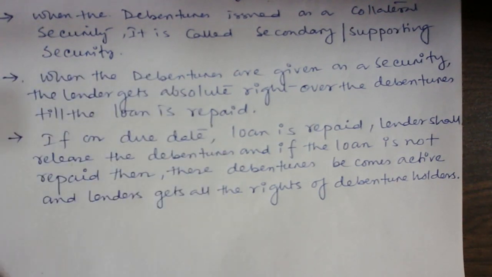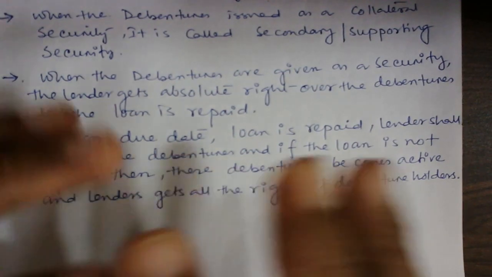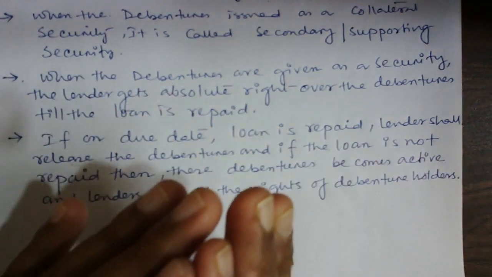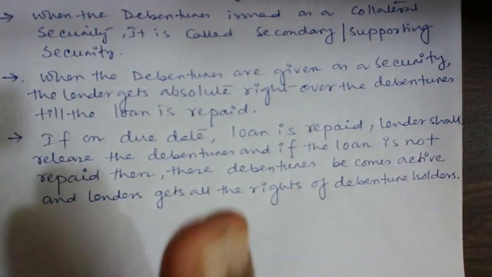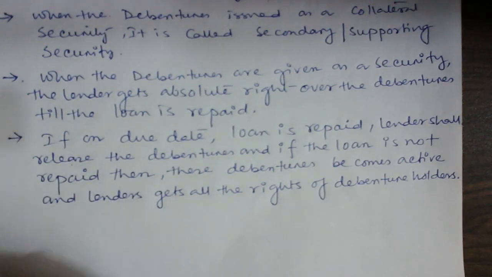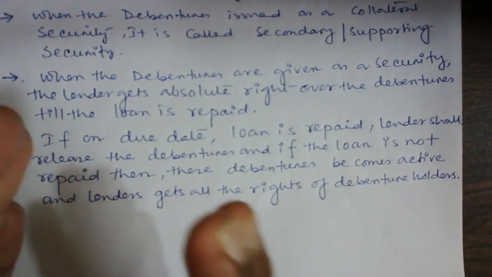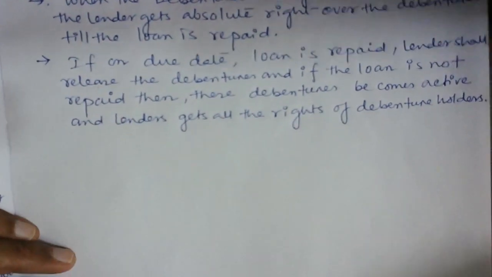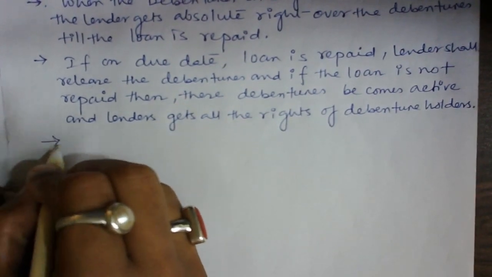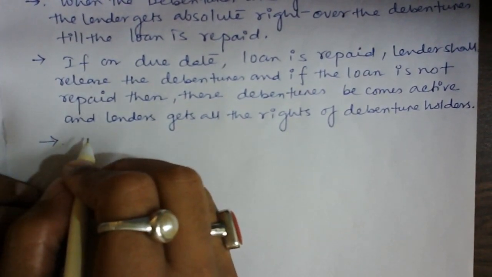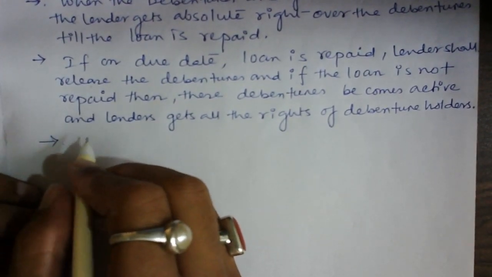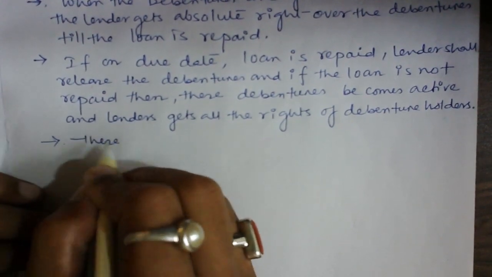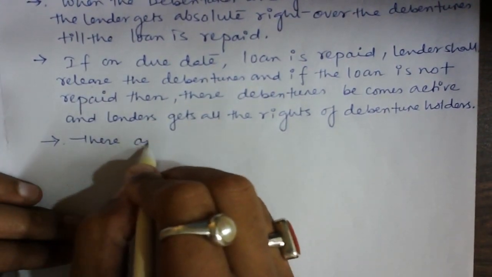See, when we give it as a secondary security, all the rights will be there with the lender, but the lender will not exercise those rights if the loan is repaid on time. But if the loan is not repaid on time, then the lender is going to exercise the rights of the debenture holder. That is the normal case. And then there are two methods of accounting. Now we are going to write the methods of accounting.